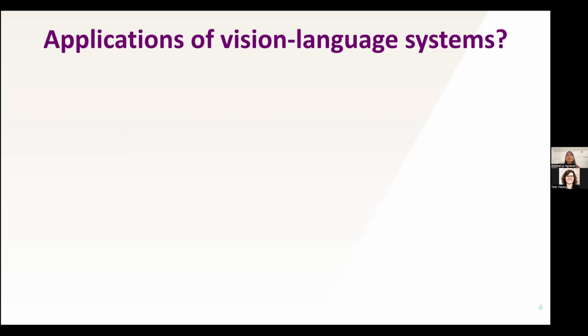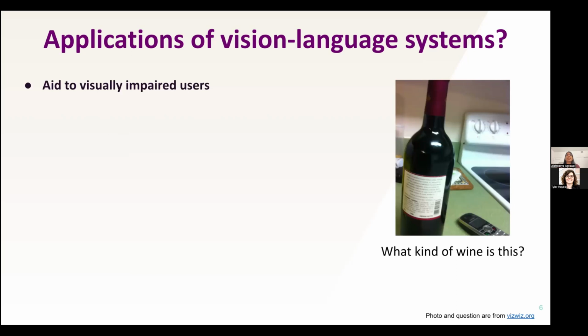Before we get started, I would just like to motivate vision and language a bit. By connecting language with vision, you can now use these systems for different applications. For example, they can be used to aid visually impaired users. A visually impaired user can now interact with the vision system in natural language, which for humans is a very natural and easy form of communication. So if I have access to language, I can directly ask what kind of wine this is, what temperature my oven is set to, and things like that.